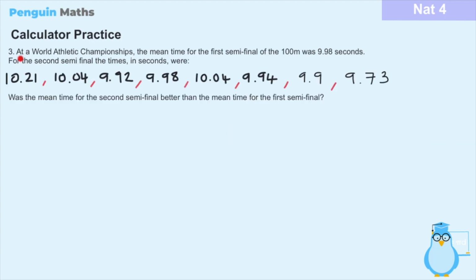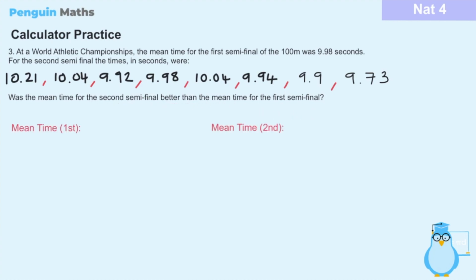Okay, so question 3, we are told that at a World Athletic Championships, the mean time for the first semi-final of the 100 metre race was 9.98 seconds, and we're told that also for the second semi-final, the times in seconds were as follows. So here we have 1, 2, 3, 4, 5, 6, 7, 8 times that were recorded for the second semi-final, and the question asks us, was the mean time for the second semi-final better than the mean time for the first semi-final?